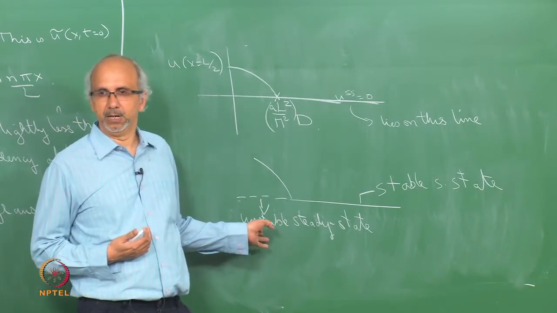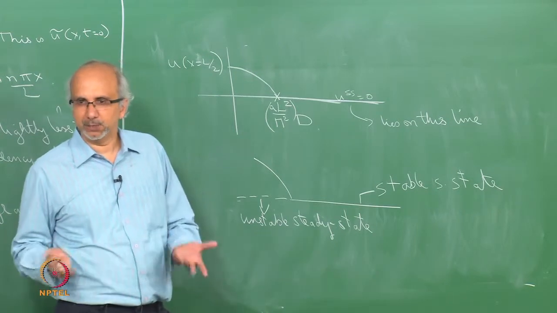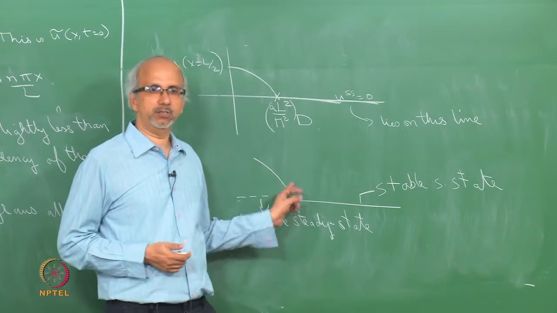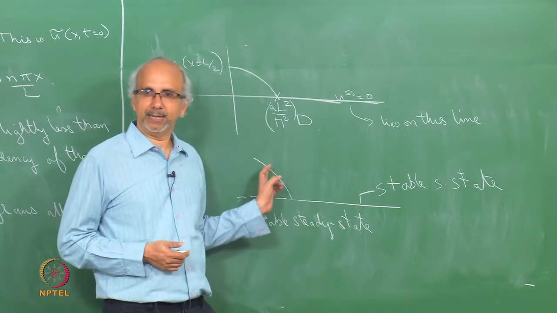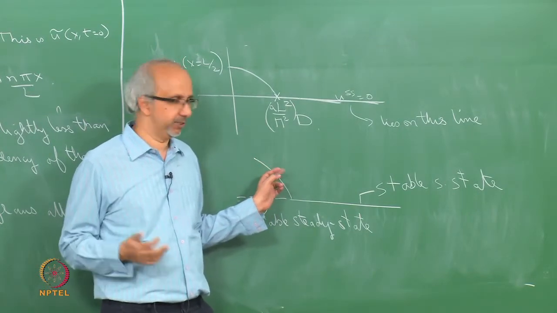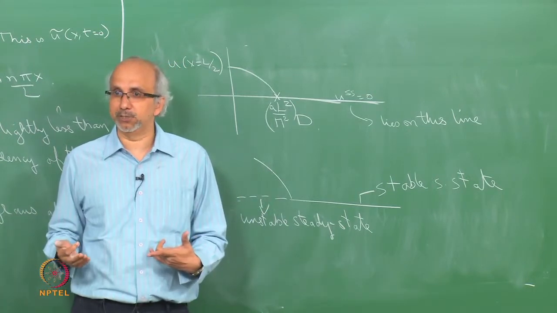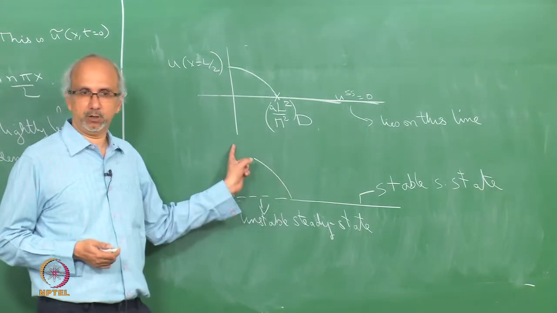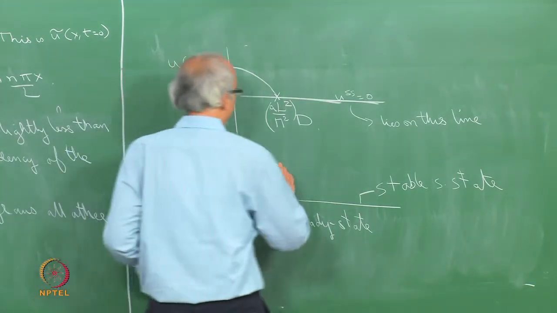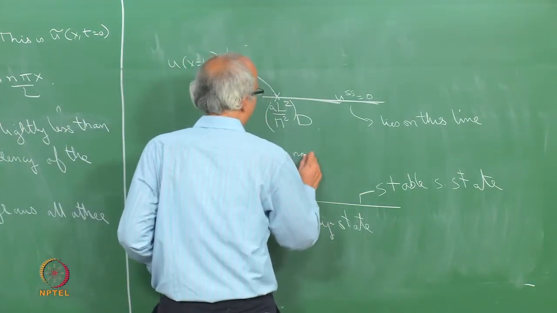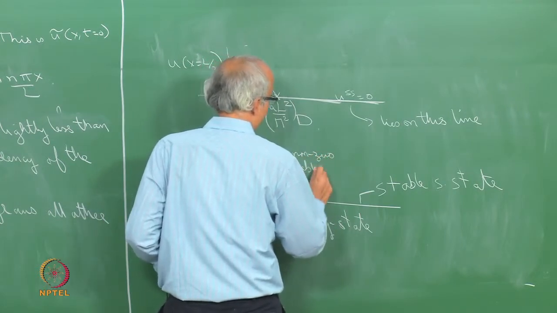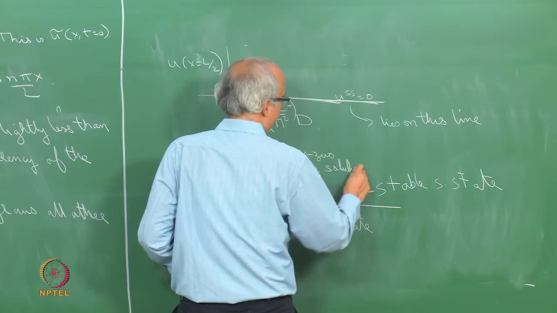So what does it mean? Does it mean the catalyst is going to vaporize, or does it mean something else is going to happen? Nothing crazy like that is going to happen. What's going to happen is you're going to have a non-zero solution, and that non-zero solution now is going to be the steady solution, because that's what you're going to actually observe experimentally. That's the reason I've drawn this solid line. This is a non-zero stable solution.